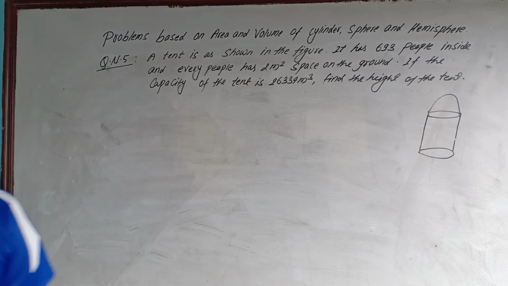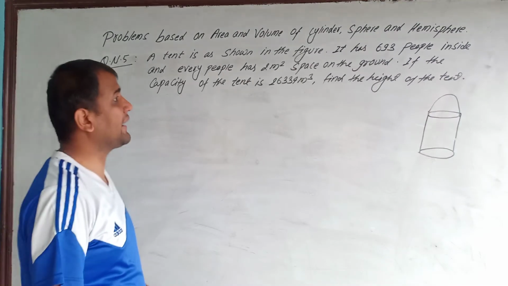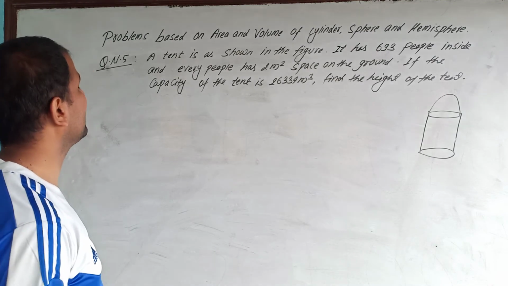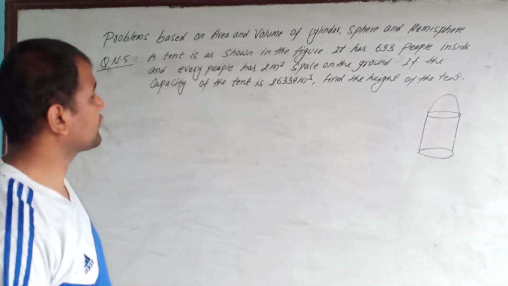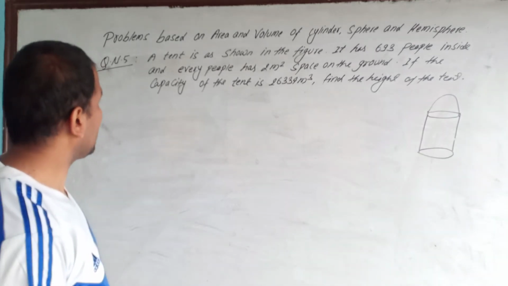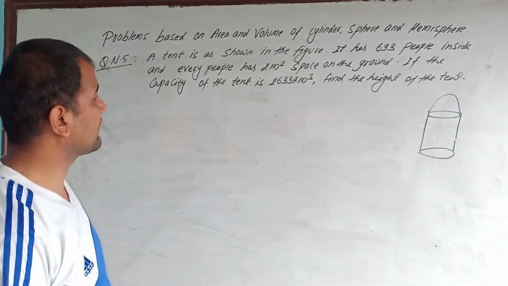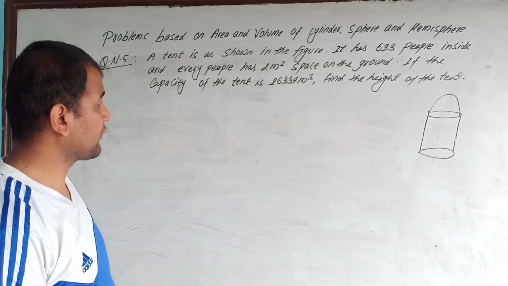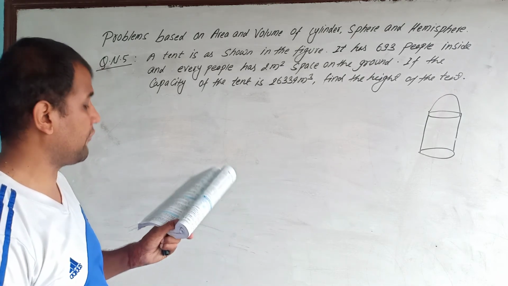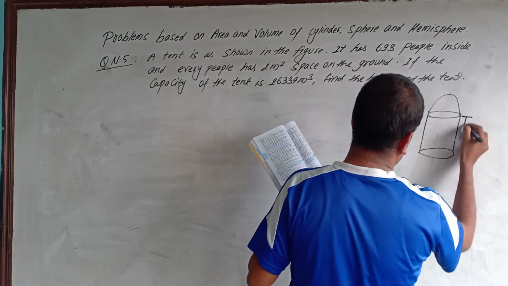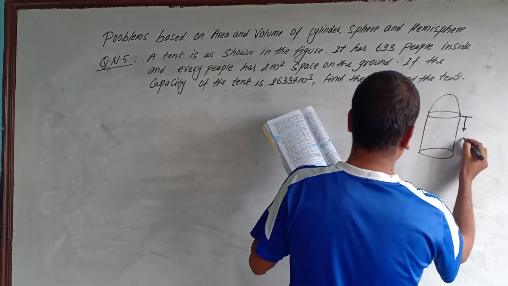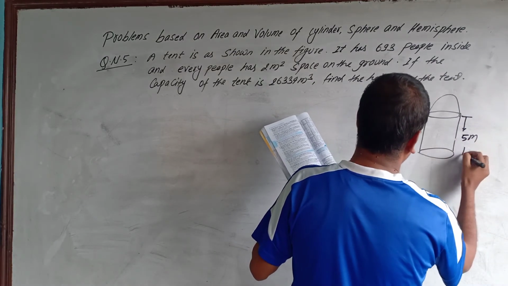It has 693 people inside, and every person has 2.5 meter square space on the ground. If the capacity of the tent is 26334 meter cube, find the height of the tent, where the height of the cylinder is given here as 5 meter.